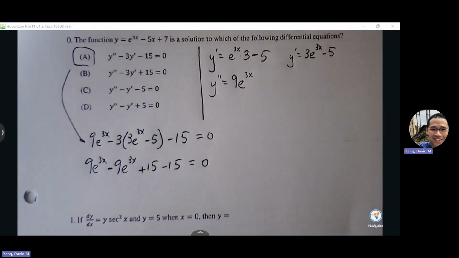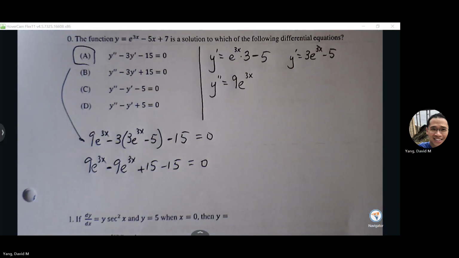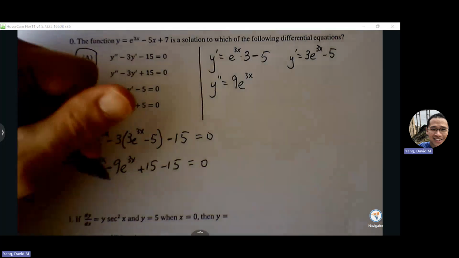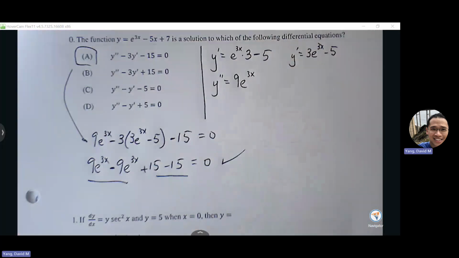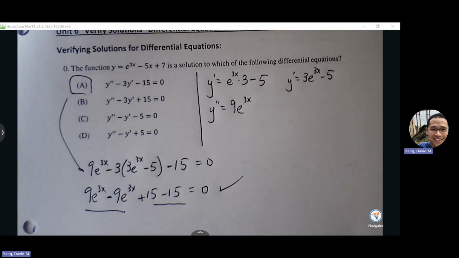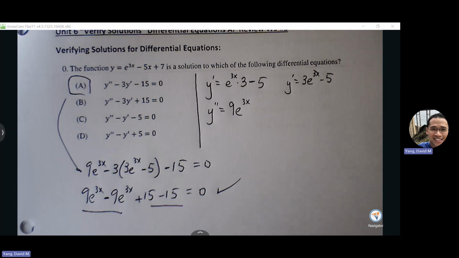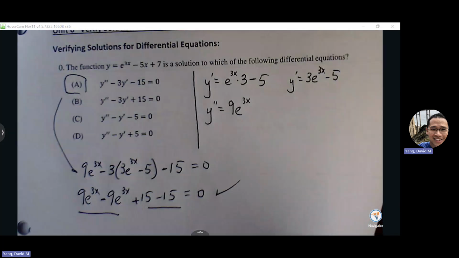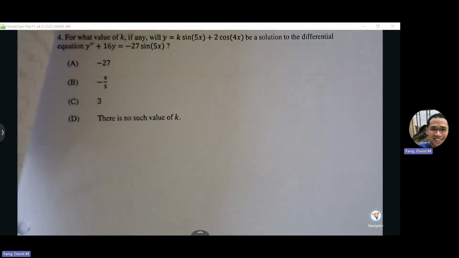Does that work? Is that a true statement? Yes. So this cancels out, this cancels out. Okay, so our first option worked, so there's no need to test the other ones. But that's the idea. With these verifying solutions, you're either using derivatives or integrals to match your answer choices. So you can see that with these problems here.